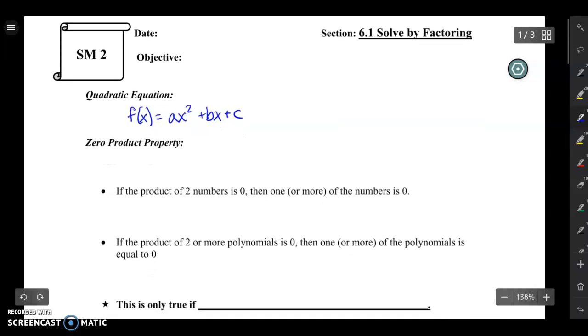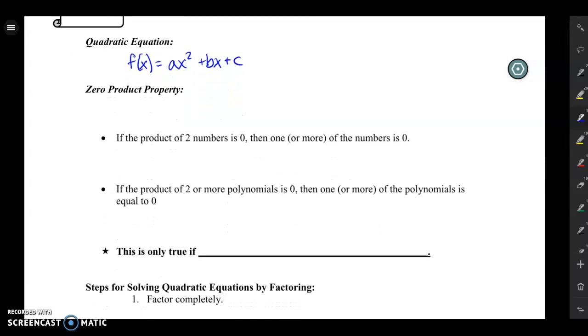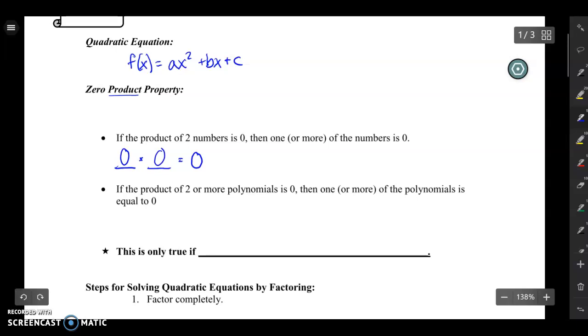So the first thing you want to talk about is the zero product property. So a zero product, first let's just remember what product means. Remember, the product is the answer to a multiplication problem. Okay? So if the product of two numbers is zero, then one or more of the numbers is zero. So for example, if I know that I multiplied two numbers together and they equaled zero, then I know that at least one of these numbers was zero, right? It could have been like 0 times 10 or 0 times 7 or maybe it was just 0 times 0. But either way, at least one of those numbers was 0.